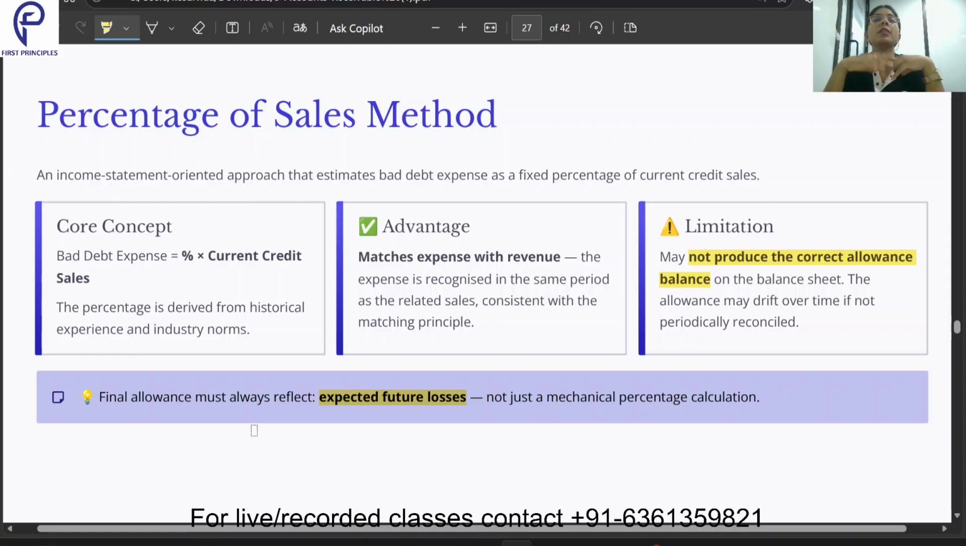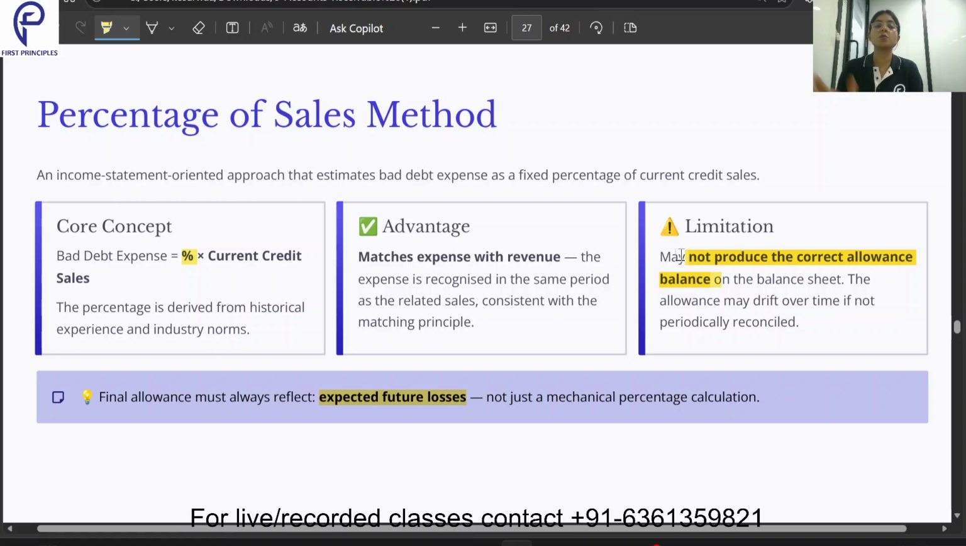That means we derive the percentage that we use to calculate the bad debt expense from our past experience, or whatever the industry is following. What is happening in this particular approach, the best thing is that we are following the matching principle concept. Why? Because the year in which the sale took place, in the same year we are recording the bad debts for it.